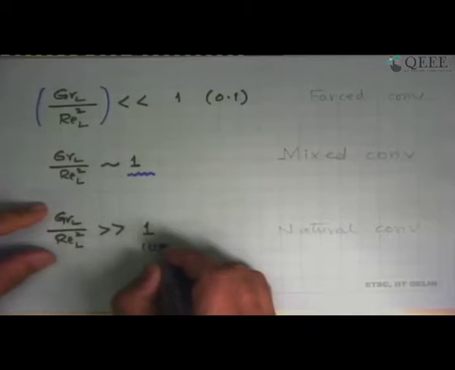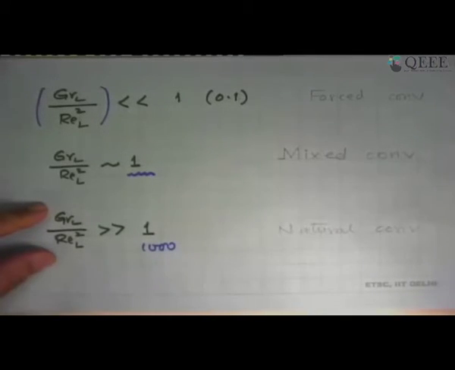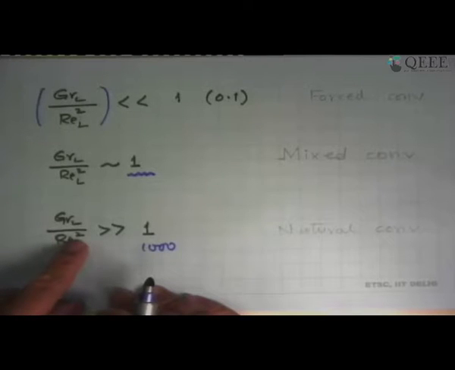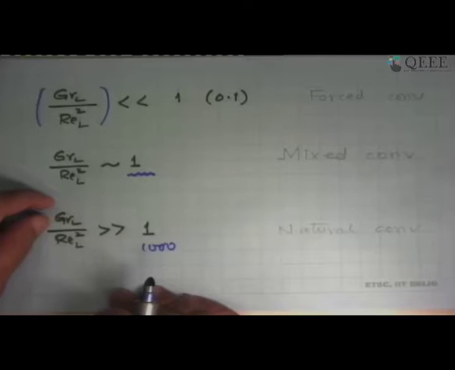If this was the case, that this is very big, say 1000 or so, it means that this is very big compared to this. The inertia forces are not coming into the picture over here. The numerator, the Grashof number, is dominating, which means the Grashof number is the important thing to take care of. This becomes a case of natural convection.